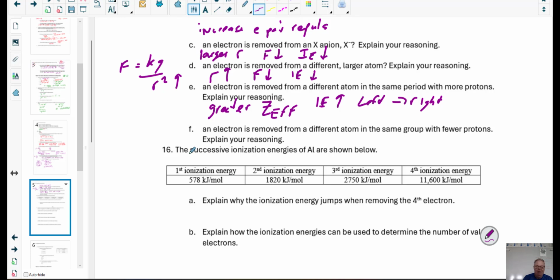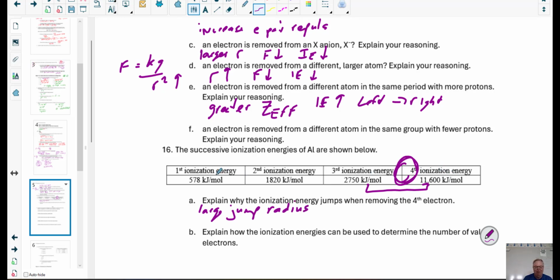All right, for 16A, explain why the ionization energy jumps when removing the fourth. So why do we have this giant jump between the third and the fourth? Well, that means that we must be significantly further away. So we have a large jump in the radius, which would make that deep.